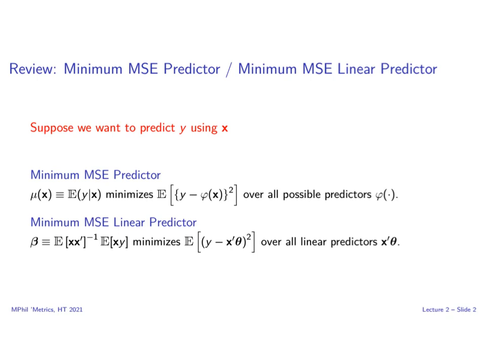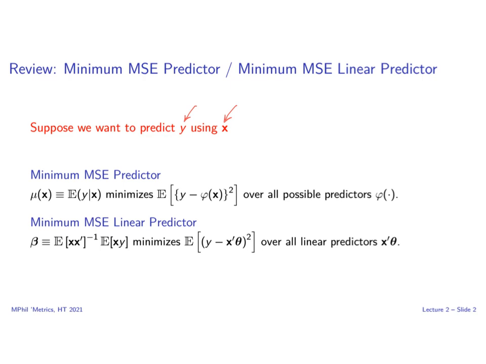This video reviews two key ideas for understanding the quality of a prediction of a random variable y based on a random vector x. Suppose that we want to predict y using x. There are many different ways that we could think about doing this, and there are many different ways that we could think about evaluating the quality of our prediction.